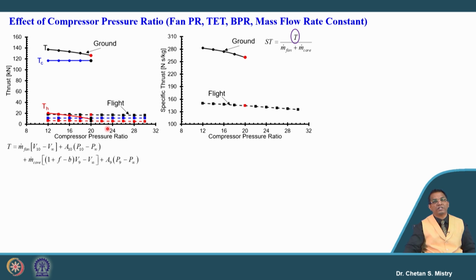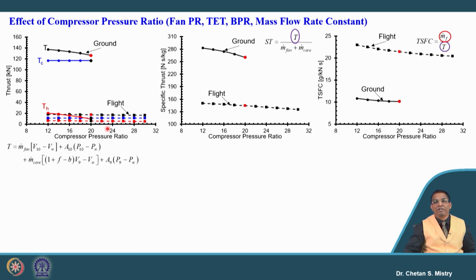So, in this case, with the increase of compressor pressure ratio, we will have a decrease in specific thrust, both for the ground condition as well as for the flight condition. Similarly, we will have a slight reduction in thrust specific fuel consumption. So, we can say for these particular parameters we have selected, the increase of fan pressure ratio and compressor pressure ratio is not much benefiting in terms of reduction of thrust specific fuel consumption.